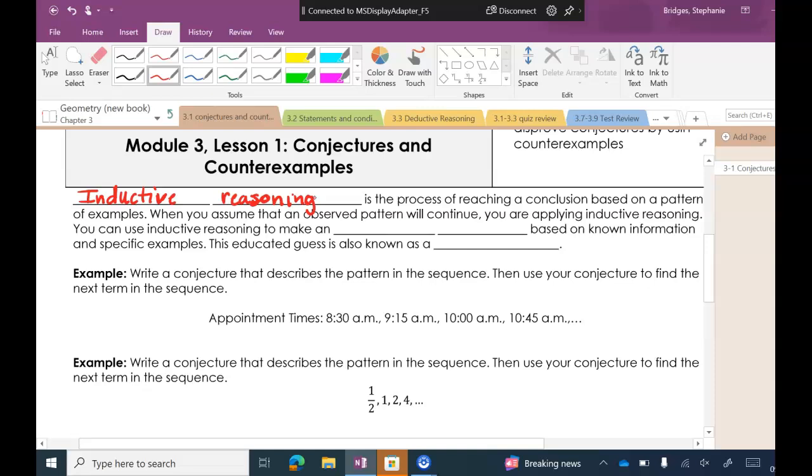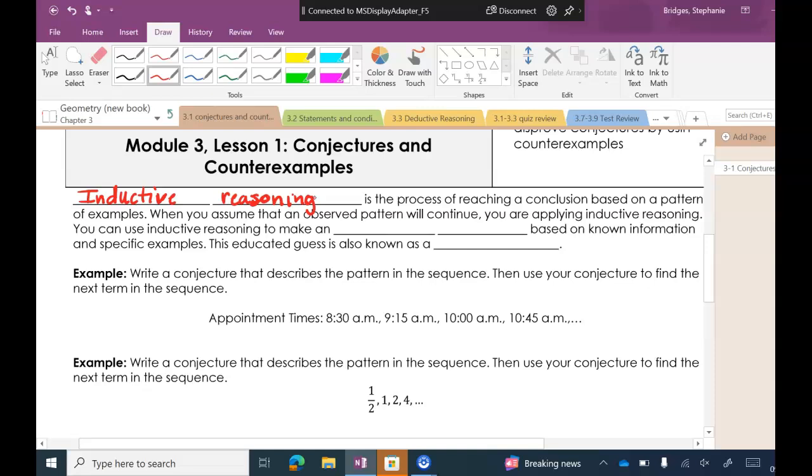So, for example, if you notice that I wear jeans on Fridays, then you can say, okay, well, this Friday I bet Miss Bridges is going to wear jeans because she's worn jeans every Friday so far, right? So we're basing it off of patterns and observations, things that you see all the time. Inductive reasoning, based off of patterns and observations.